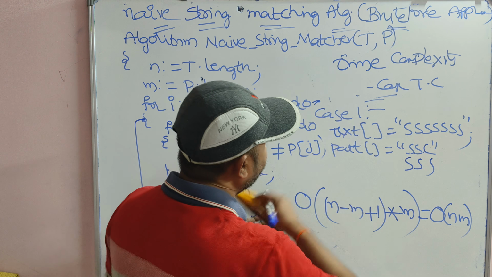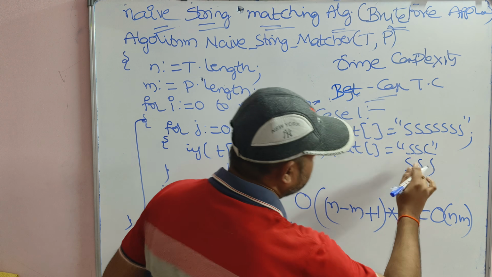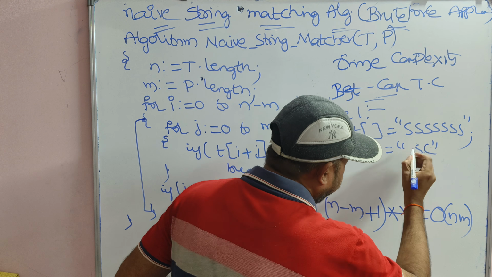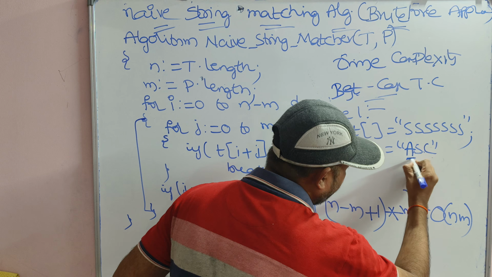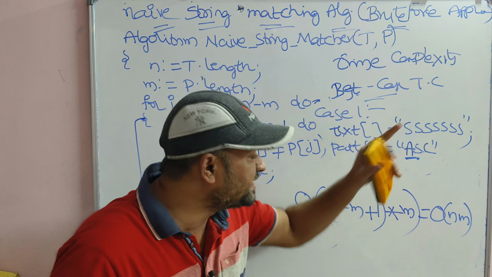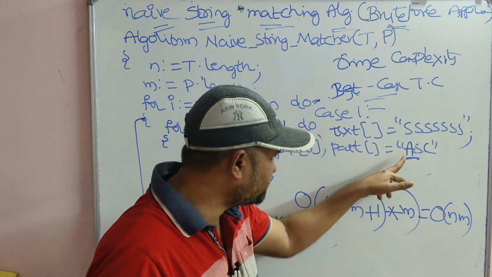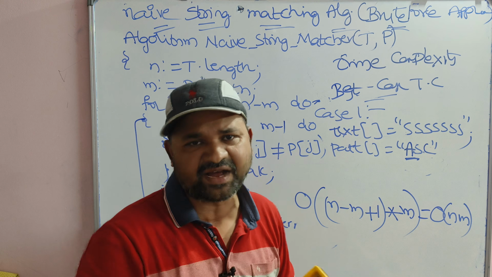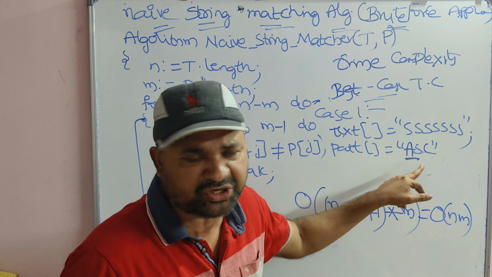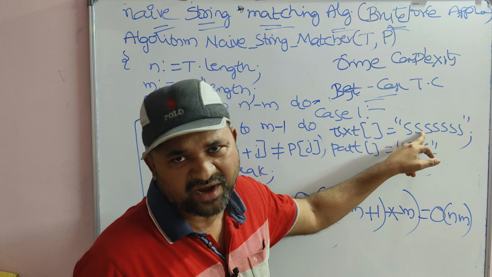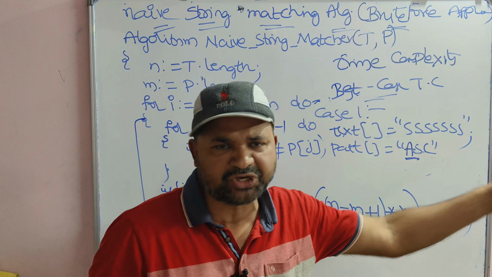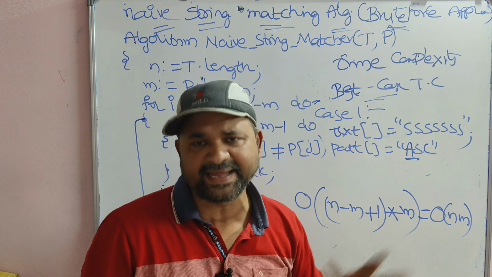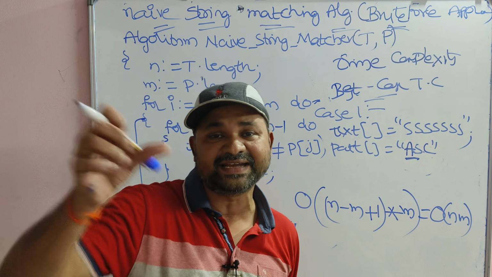Now let us focus on the best case. When will the best case occur? The best case will occur if the first character of the pattern is not present in the text at all. If you take the first comparison, A and S, it doesn't match. So we require 1 comparison. The pattern will be shifted 1 position to the right. A and S, 1 comparison. Next, the pattern will be shifted 1 position to the right. A and S. If the first character of the pattern is not present in the text, then we can say that it is the best case.